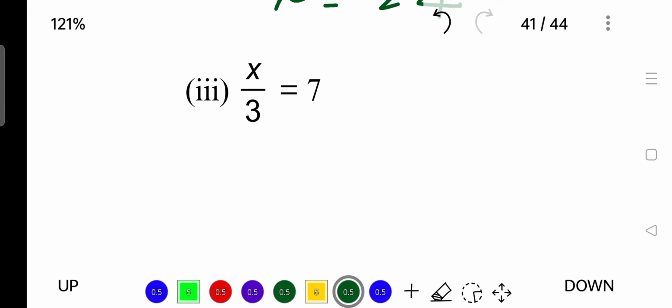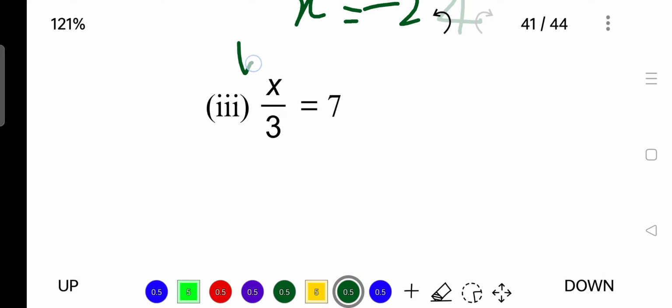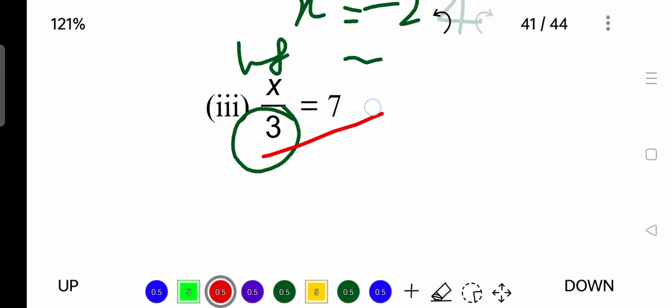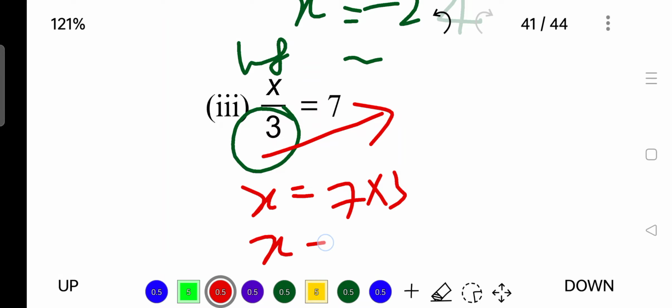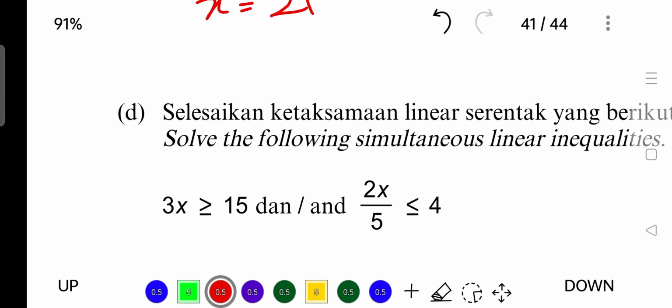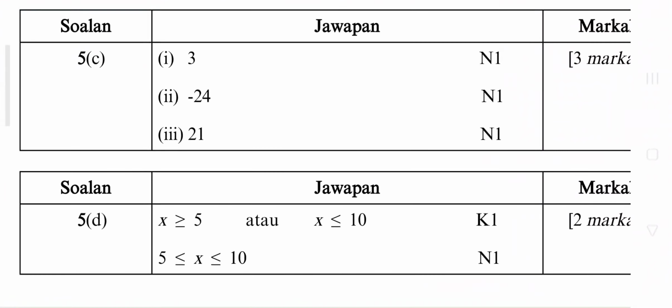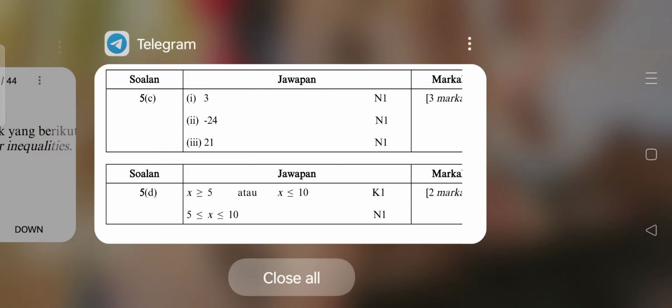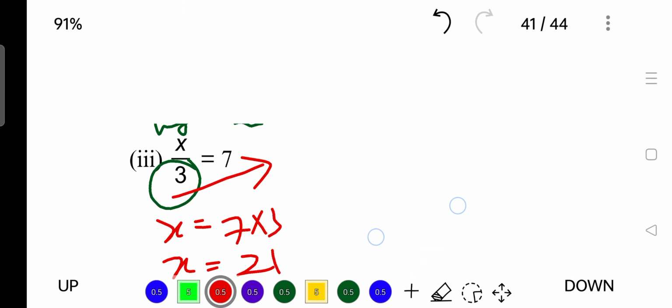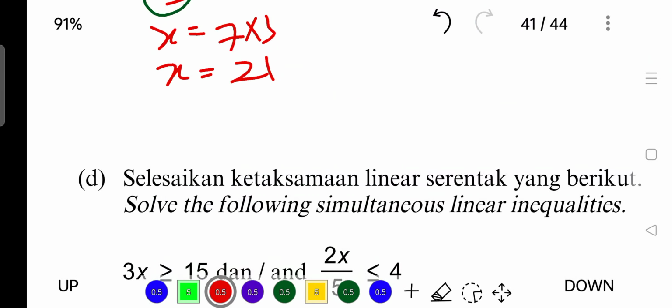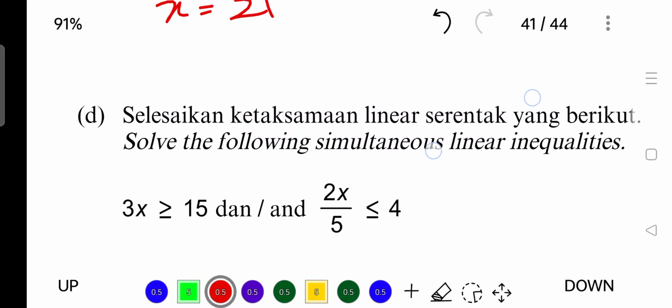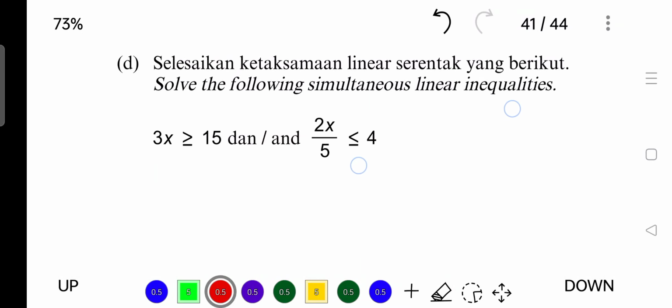And the final one, I can label first as huruf and number. 7 is at the right place, 3 is at the wrong place. 3 is in the state of divide. So when I go there, it will become times. So x is simply 21. Very simple question, very simple answers. You straight away get N1 and N1 for these answers. You wouldn't know when they need a K1, you know. So just give me the working method for every question.